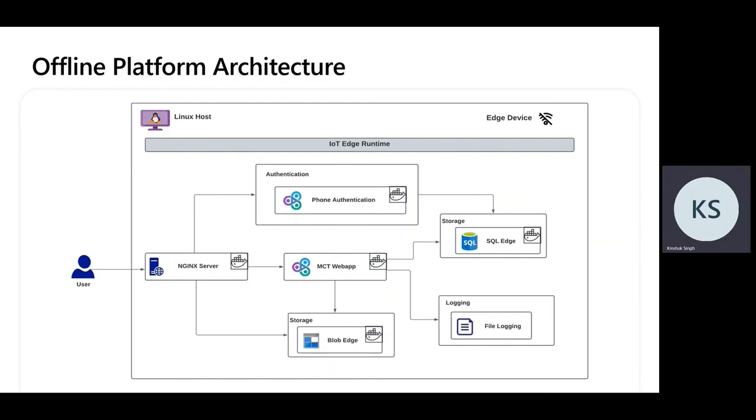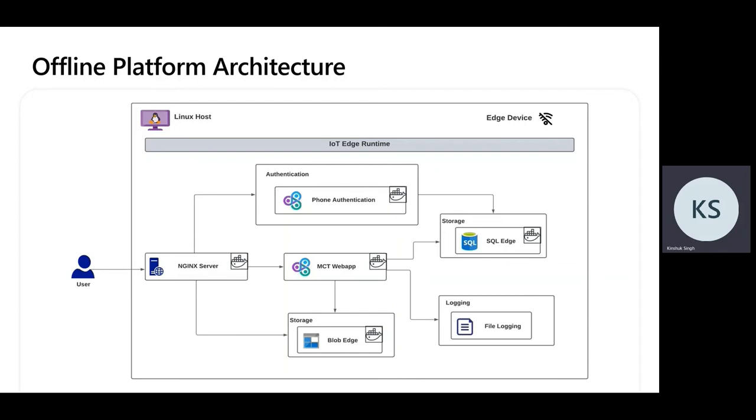Let's look into the architecture of a particular edge device. Each device consists of multiple containers. We'll talk about all these containers and what they are used for one by one. The first container that we have is the Nginx container. Nginx is the reverse proxy that listens to all the customer traffic and, based on the request, routes it to the different containers that we have available on the edge device.